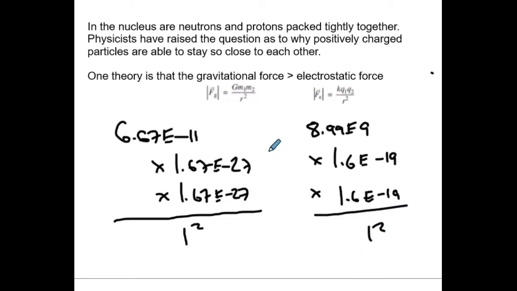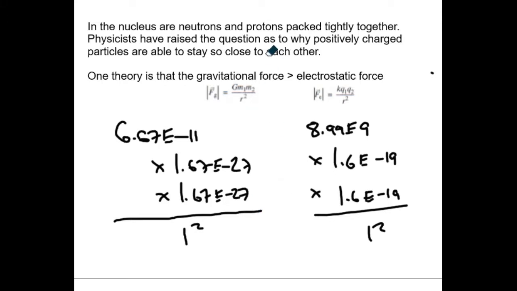I don't even need to calculate that. I can guarantee you that gravity is not greater than electrostatic, because look at these exponents: to the minus 11, to the minus 27, to the minus 27. This is going to be a massively small amount of gravity. Now, I know the electrostatic force isn't that large, but it's definitely bigger than gravity, right? This is to the minus 19, to the minus 19, and to the positive 9. The electrostatic force is not less than gravity.